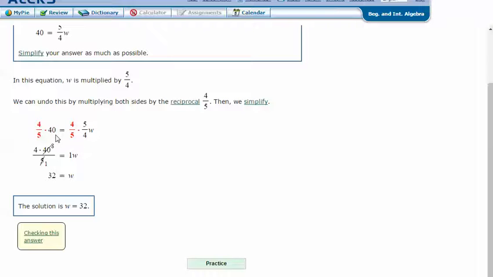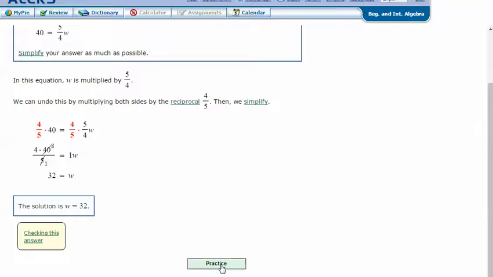So you have 4/5 times 40, or a fraction for 40, since it's a whole number, is to just put 40 over 1. You can cross cancel here with 40 and 5, because 5 will go into both of those. 5 divided by 5 is 1, and 40 divided by 5 is 8. So down here, you just have 1 times 1, or 1, and up here, it's a little easier to work with just 4 times 8 now, which is 32 over 1, which is just 32. So 32 equals W.